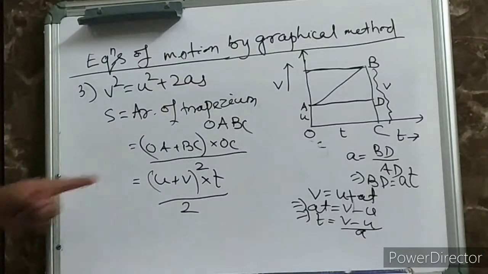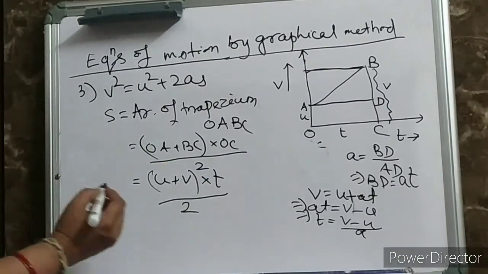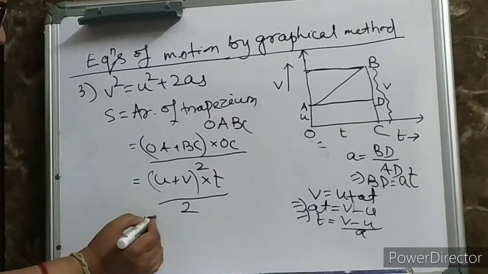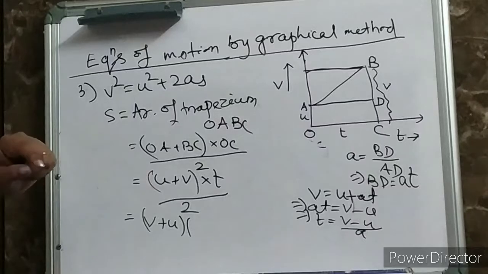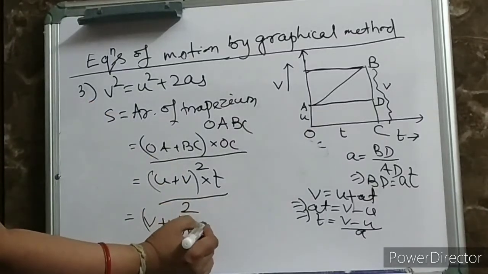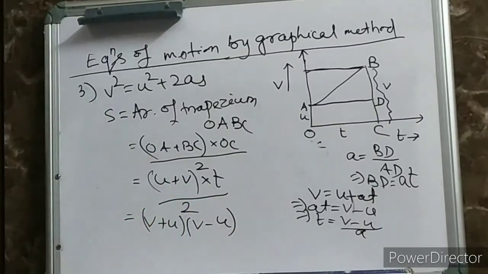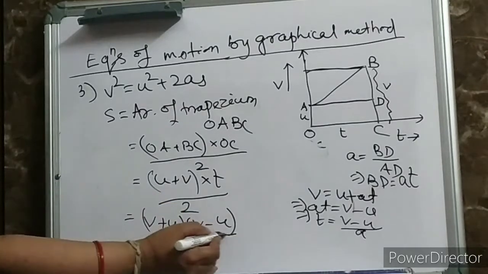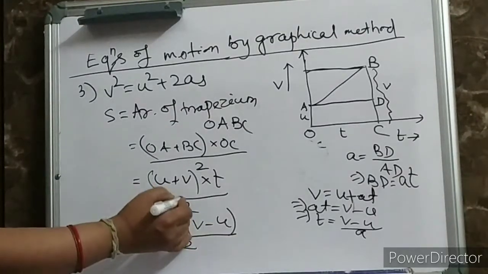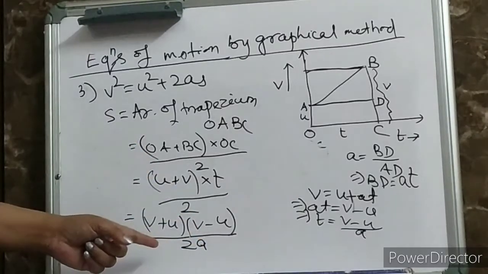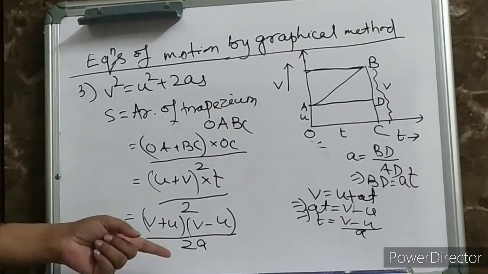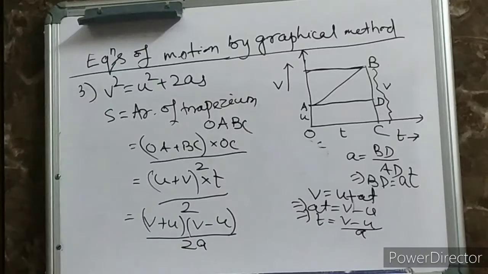Clear, children? So here I can put V minus U. So I can write V plus U, let me write like this, and T is equal to V minus U, divided by 2. This 2 is here. And for T there is A. Is it visible, children? Can you people see this thing?